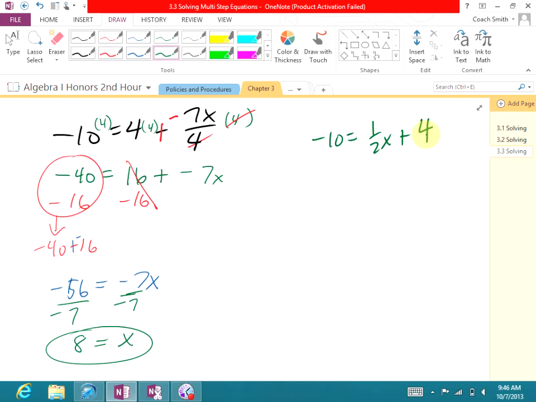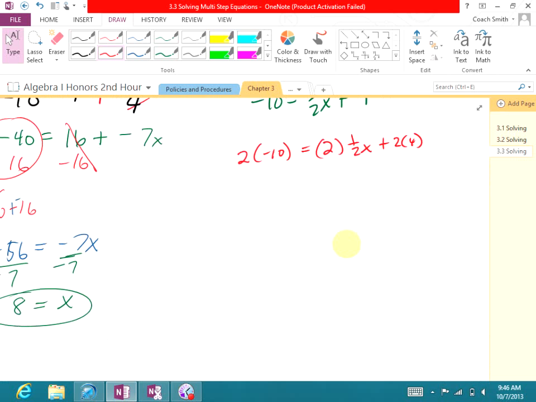Well, you can do that particular problem just like I've showed you to do these. I can take and multiply that problem, everything in that problem, by 2. Okay, and what happens is that gives me negative 20 is equal to, those two cancel out, so that just leaves me with 1x plus 8. Okay, and I've just got rid of the fraction. You can do that on every single problem that has a fraction in it.